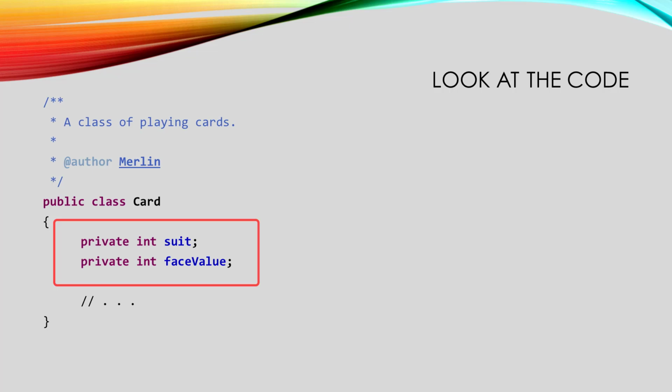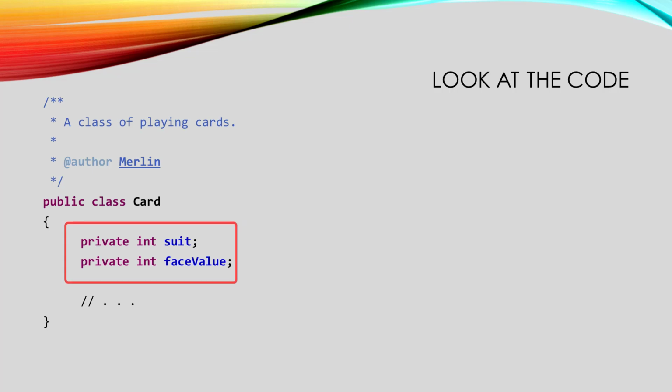We know they're instance variables because they're declared outside of any methods. Also note the extra keyword private. This means that only the code in this class can see those variables. Don't worry too much about that right now. We'll talk about that a lot more in stage 5.